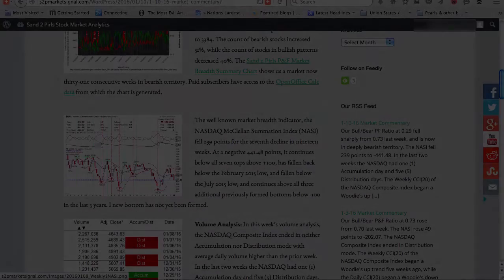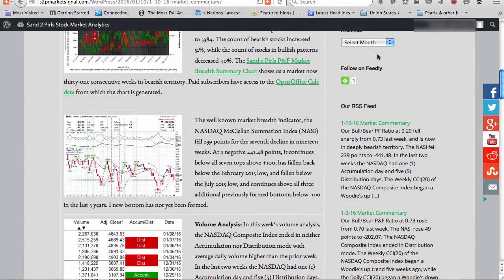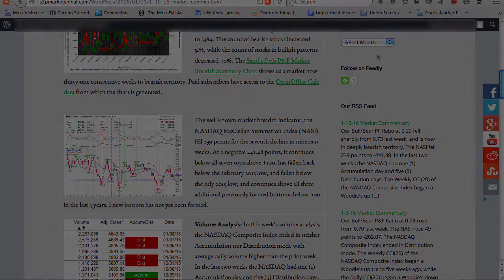The well-known market breadth indicator, the Nasdaq-McClellan Summation Index, fell 239 points for the seventh decline in 19 weeks. At a negative 441.48 points, it continues below all seven tops above plus 100, has fallen back below the February 2015 low, and fallen below the July 2015 low, and continues above all three additional previously formed bottoms below minus 100 in the last 3 years. A new bottom has not yet been formed.